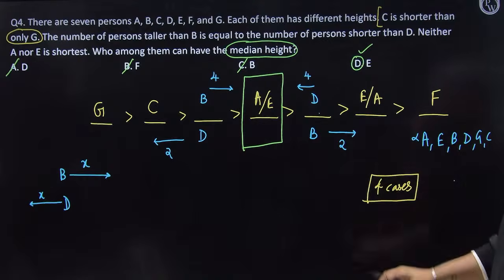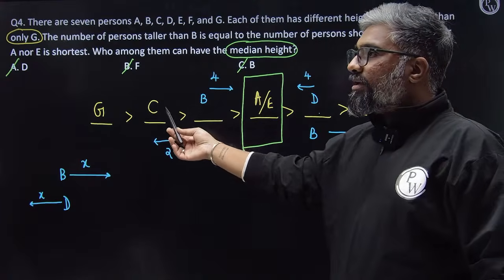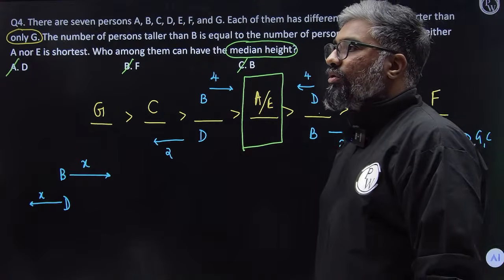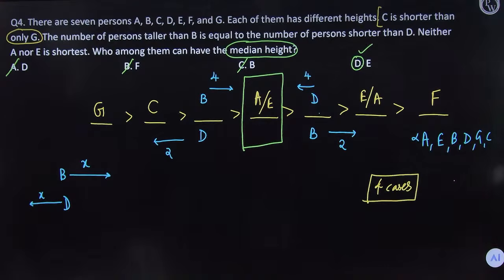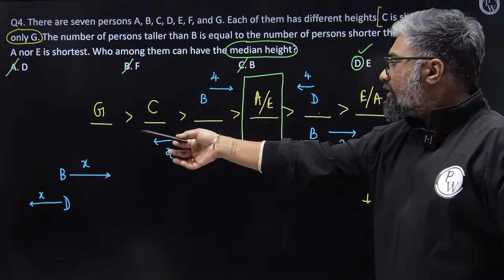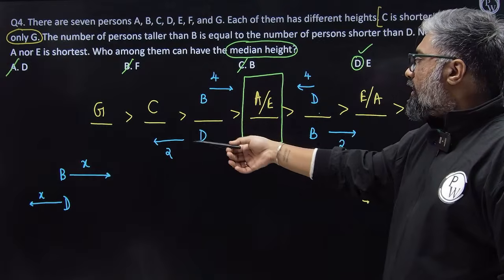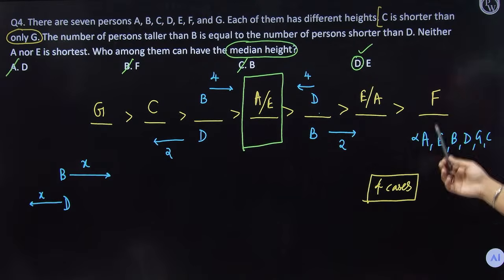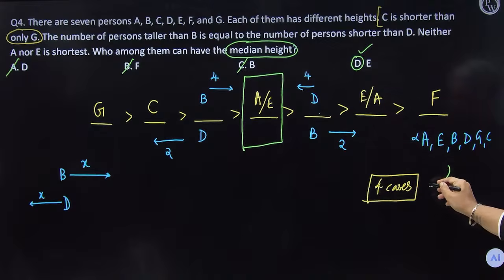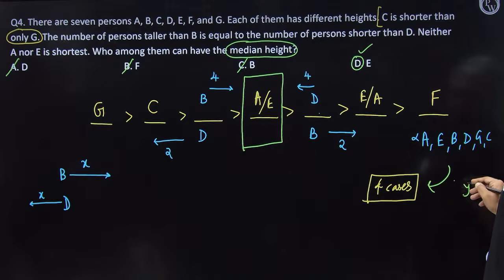Did you understand this? So A, C, no. No, no, no. Madhu, please check. It is G, C, B or D, A or E, D or B, E or A, F. Four cases in total. Good to go? Did you understand this? Please drop a Y if you got this, guys.